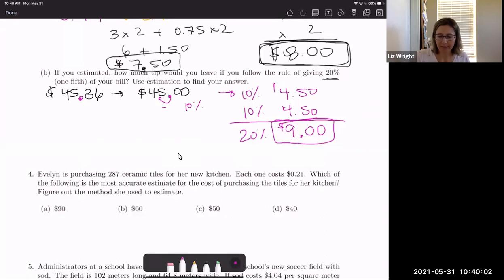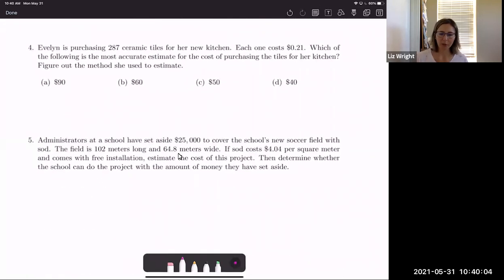Okay, let's look at the next one. Evelyn is purchasing 287 ceramic tiles for her new kitchen. Each one costs 21 cents. Which of the following is the most accurate estimate for the cost of purchasing the tiles for her kitchen? Figure out the method she used to estimate.